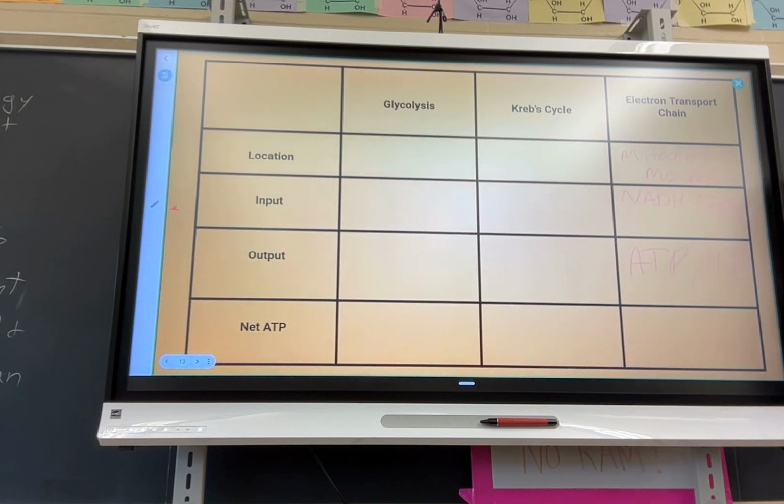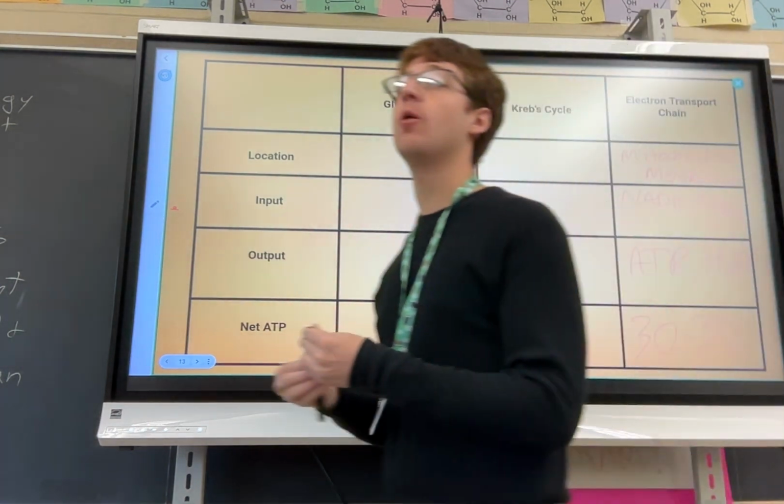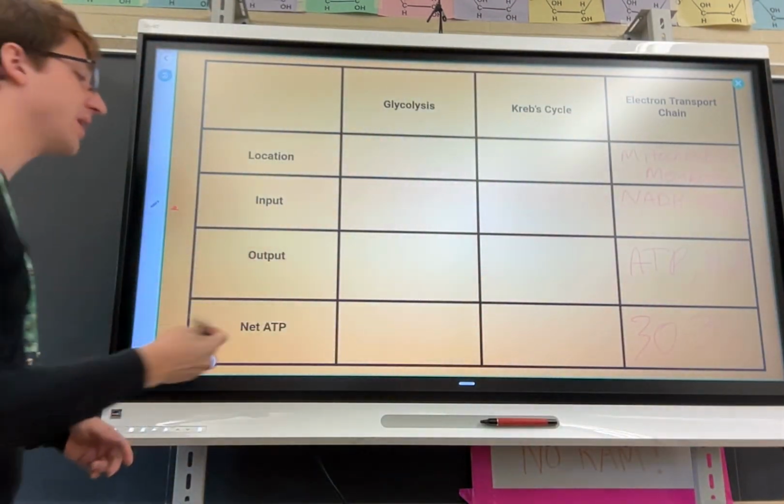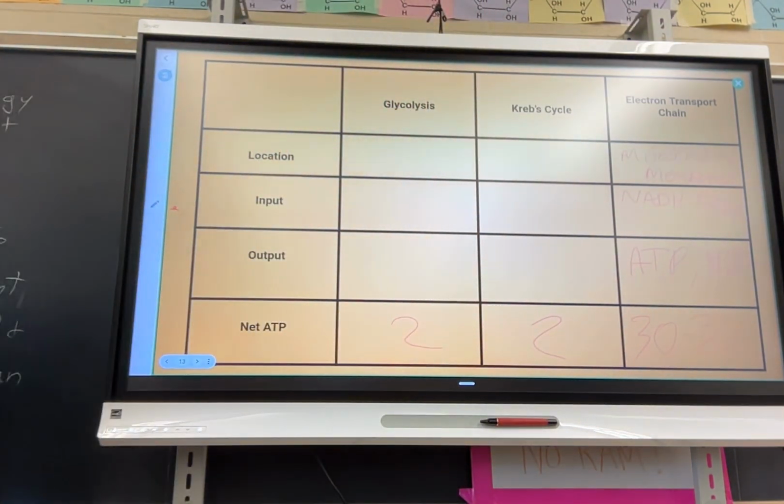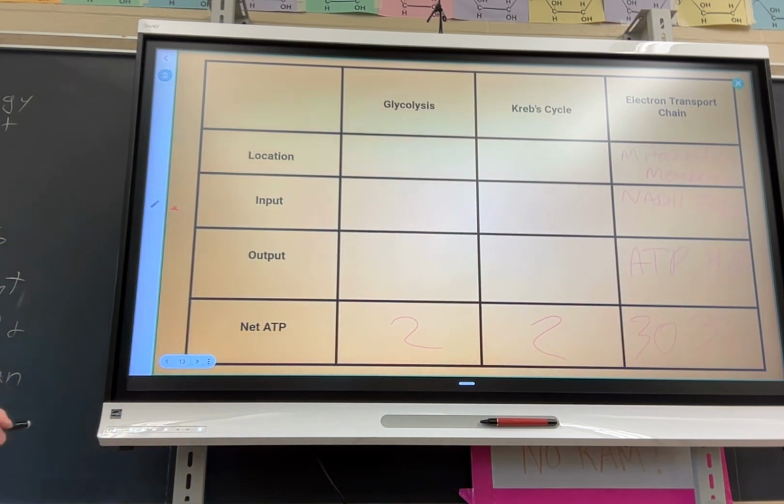Kate, what is the net ATP for this one? 30 to 32. So the first one we got about 2, second one we got about 2, this one we get 30 to 32. So a significantly higher yield from this one than from the other 2.